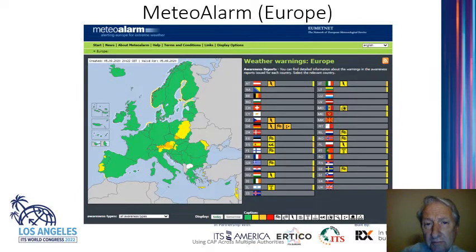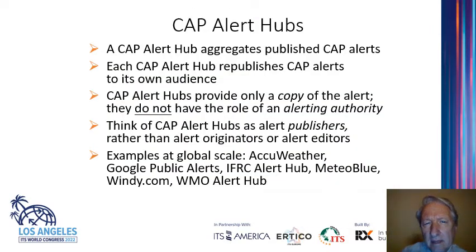Europe has a similar approach. There's a CAP feed for each of 37 European National Weather Services. These are aggregated in a system called MeteoAlarm. In general, such CAP alert hubs make it easy to get alerts from multiple sources at a single location. This is important because there are already many thousands of CAP alert feeds.